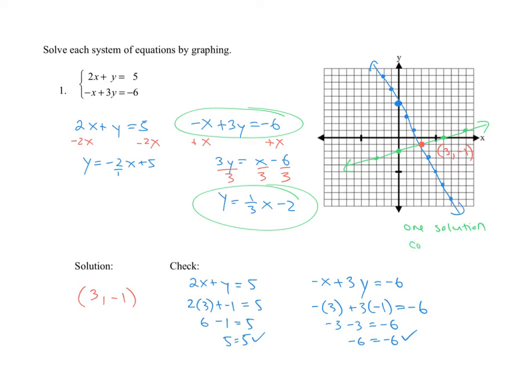This system had one solution. It was consistent, which means it has one or more solutions, but since it had exactly one, it's an independent system of equations that has exactly one solution. And it had exactly one solution because we had two different lines with different slopes, and they had a point of intersection.